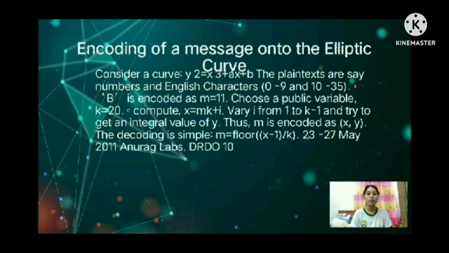Choose a public variable k equal to 20. Compute x equals mk plus I. Vary I from 1 to k minus 1 and try to get an integral value of y. Thus, m is encoded as (x, y). The decoding is simple. M equals floor of (x minus 1) divided by k.